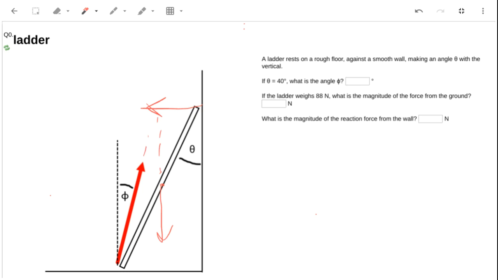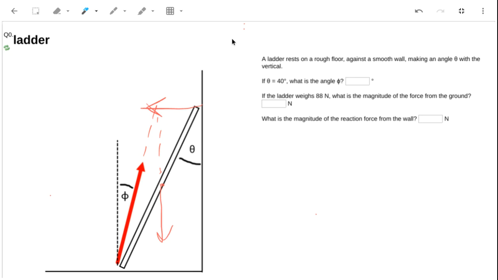And those three forces are concurrent. They act through a single point. And that point is halfway horizontally between the edge of the ladder and the wall. So the geometry will help us to get the angle.